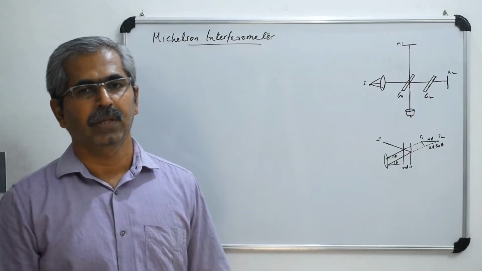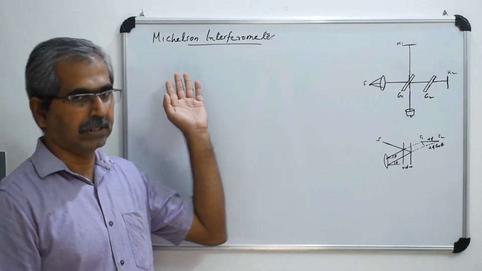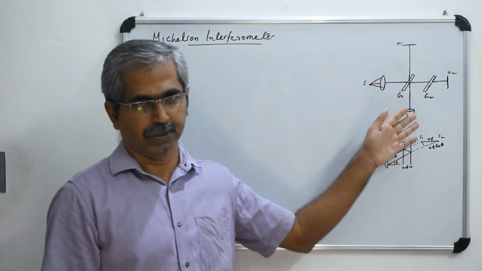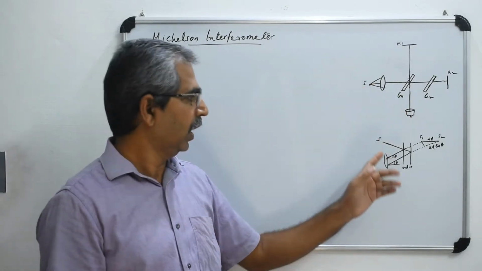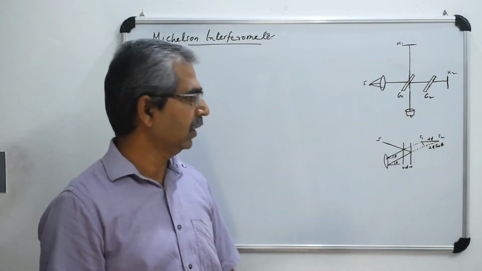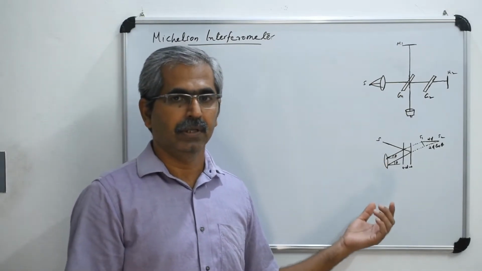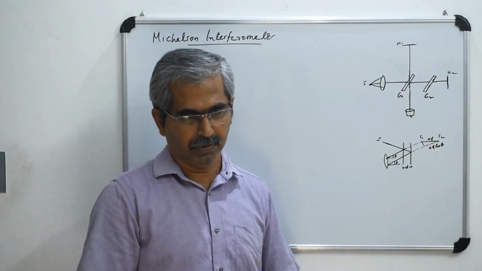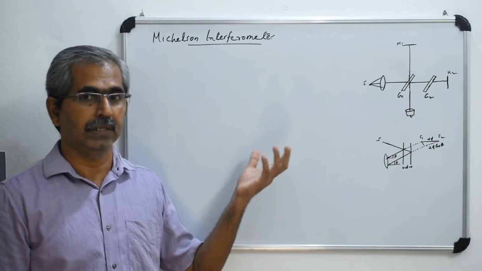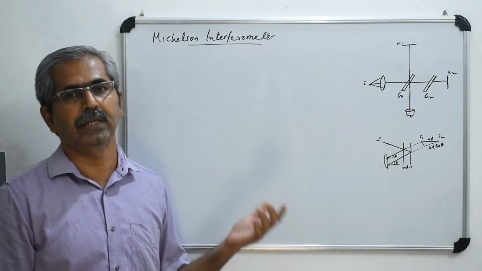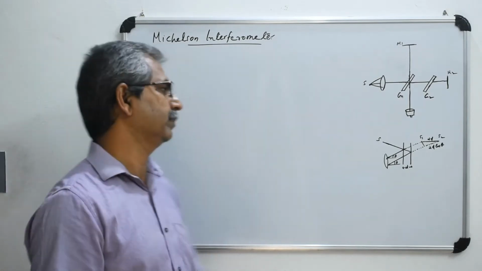Hi students, in the last class we have seen the basic construction of a Michelson interferometer, the different parts of this Michelson interferometer, and also we have discussed the path difference and the condition for the constructive and the destructive interferences. Today we will see what is the type of interference pattern that is obtained for a Michelson interferometer.